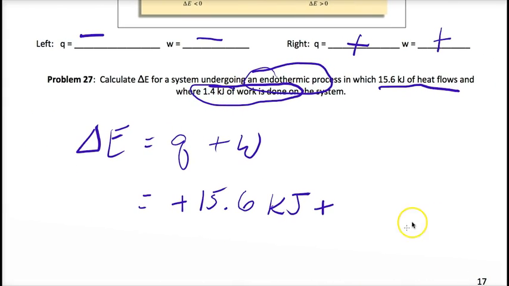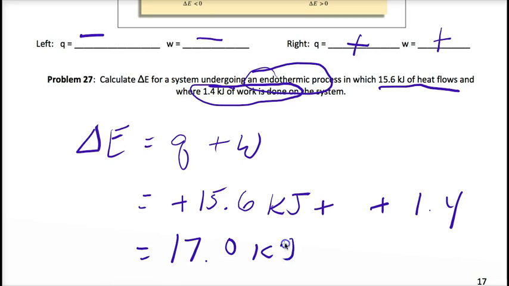What did we say work is? Work is going to be going into the system. It's going to be positive also. What is it, 1.4? So if I add them together, I got 17.0 kilojoules. And please help everyone out and put a little plus sign in front of that so I know that you know it's a positive system. All right, let's go to the next page.